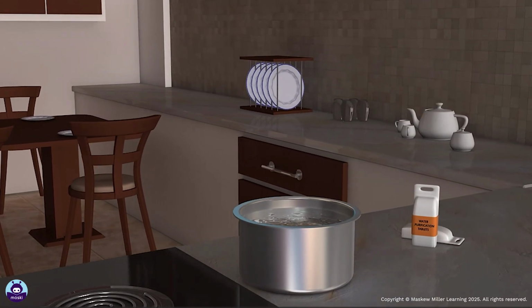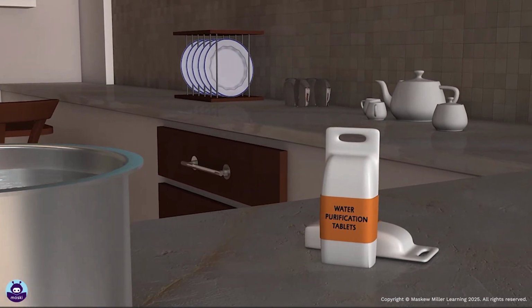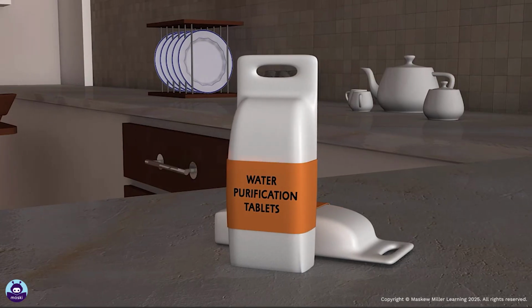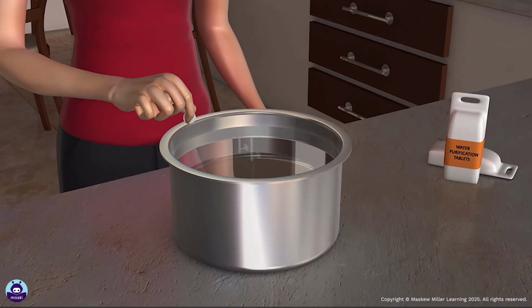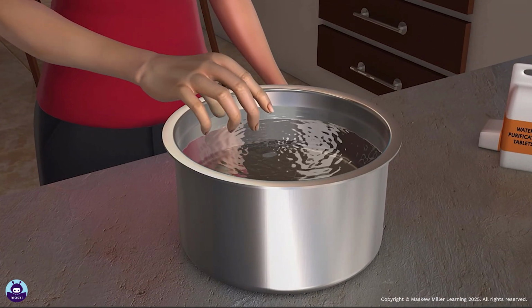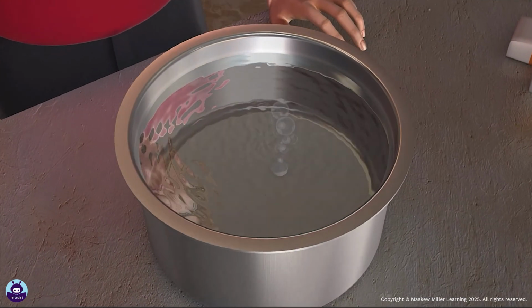Another process we can use to kill germs and other small organisms is to add chemicals. Once all the solid substances have been removed from the water, a purification tablet or a chemical like chlorine is added to the water to make it clean enough to drink.